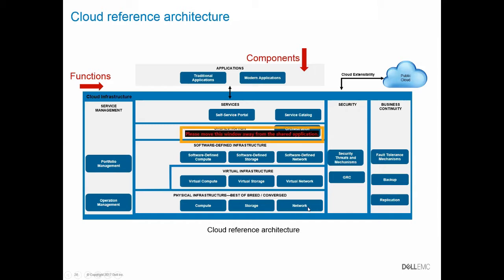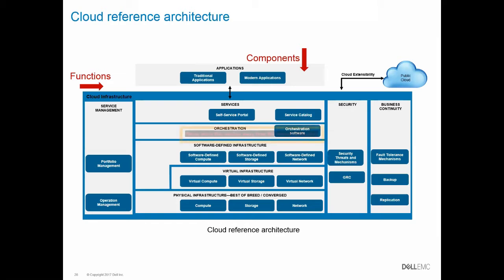If you go a layer above, we get the virtual infrastructure. Now you will go for virtual compute, virtual storage, and the virtual network. One more layer above, you get the software defined infrastructure. So three types of infrastructure: the physical, virtual, and the software defined.